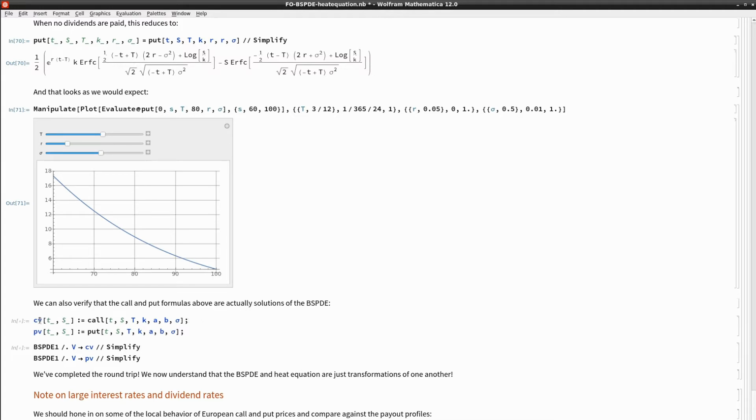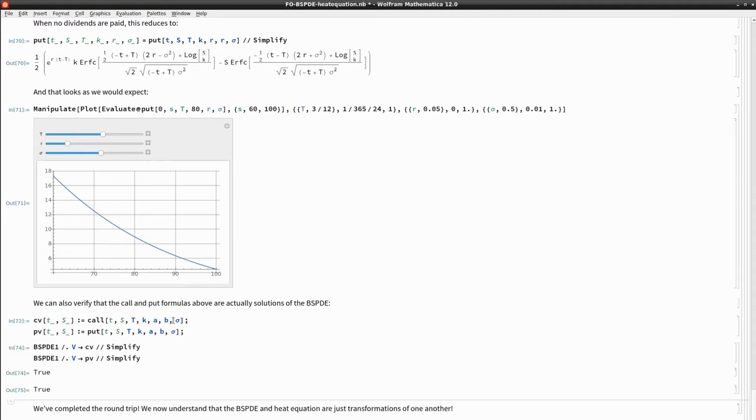Let's do another shortcut. Instead of call, let's call it CV and only of 2 variables, T and S, and a shortcut for the puts. Let's start with A and PV of only 2 variables. And if we perform this replacement, do we get an equation that is true? And yes, that is the case. We started out with BSPDE1, and after we replace the value of the derivative with the call formula and the put formula, we get True.